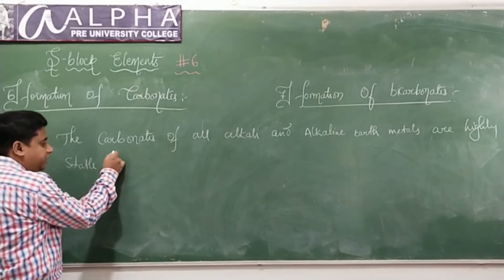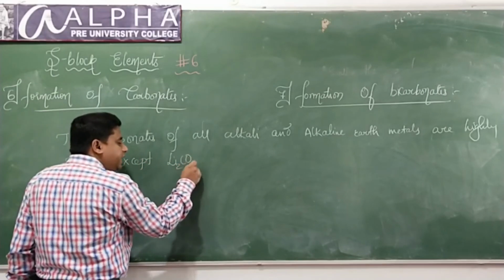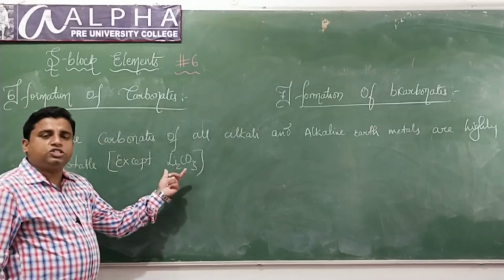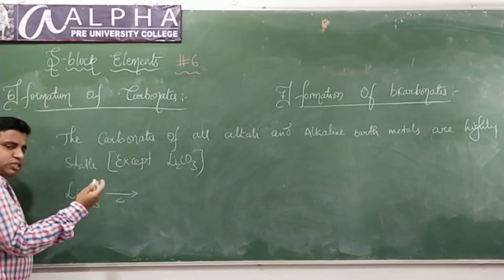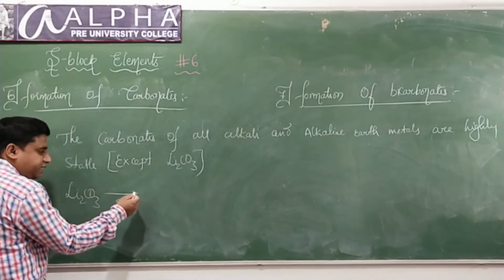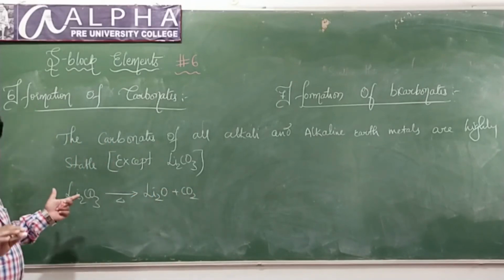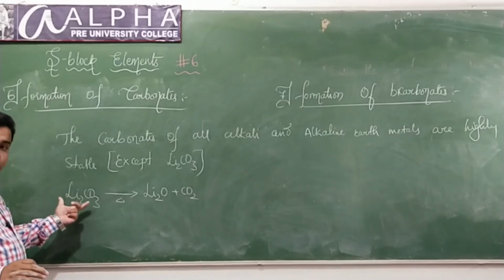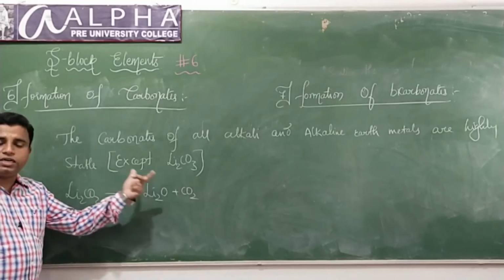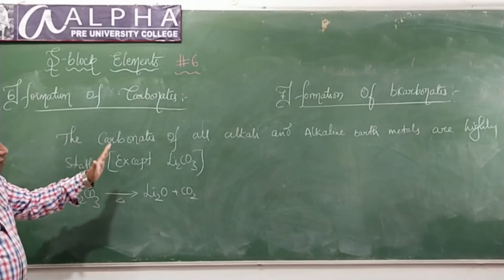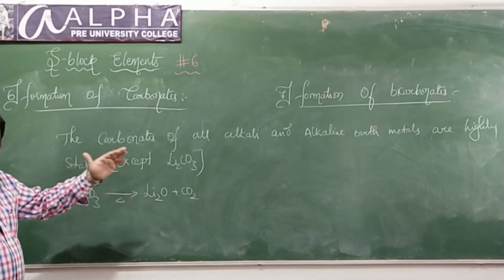See, there is an exception here, except lithium carbonate. Lithium carbonate is quite unstable. When it is heated, at a very low temperature itself, it decomposes to give lithium oxide and carbon dioxide. Lithium carbonate is quite less stable, therefore at low temperature itself it decomposes to give lithium oxide and carbon dioxide. Whereas the carbonates of other alkali metals and alkaline earth metals are highly stable. They do not decompose at ordinary conditions.